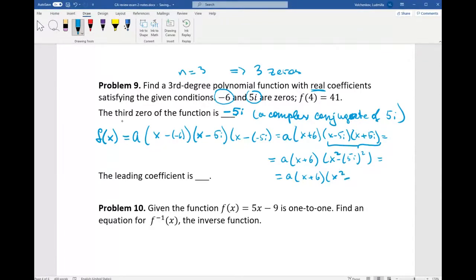x squared plus 25. So we can simplify the form of f of x to this form, and then we can use the second condition, f of 4 equals 41. If you substitute 4 into the equation of f of x, you can solve it for a. a is still unknown, and in this equation it is the only unknown because we substitute 4 for x. 4 plus 6 times 4 squared, 16 plus 25. And you know that it must be equal to 41.